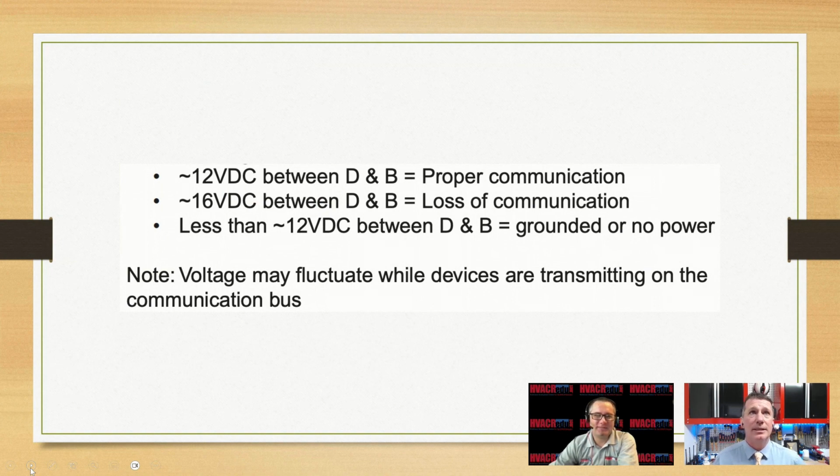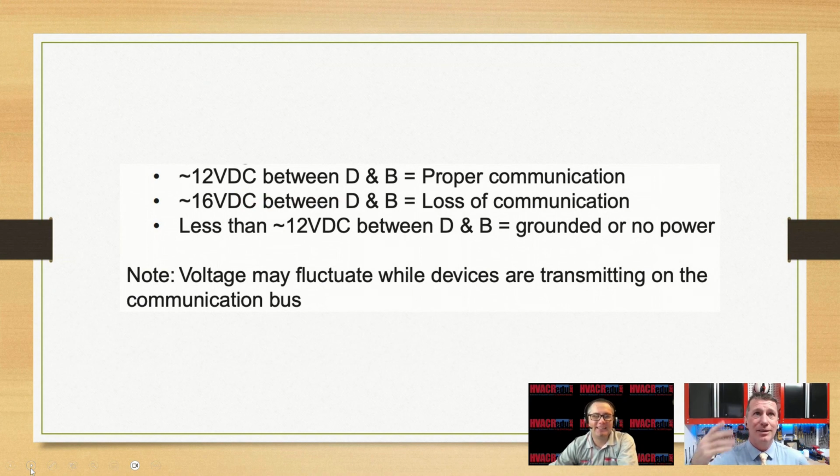So we got a parameter. They're telling us if I measure between D and B, between our two points of communication, I should have 12 volts DC. I should have good communication. If I read 16, I've had a lost communication. That means things are not connected. And if there's less than 12 volts DC between D and B, something is grounded, one of my wires has landed wrong, or I simply don't have power, or I burned up a power supply on my indoor unit. It's always possible.